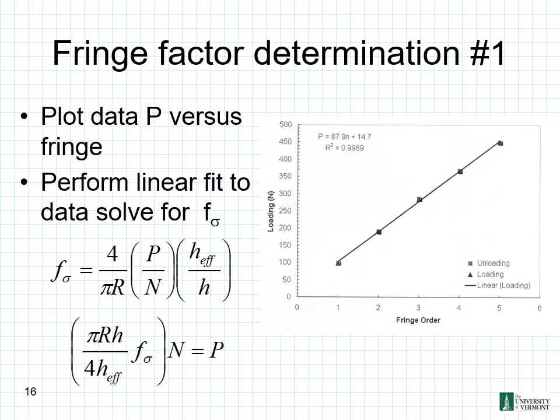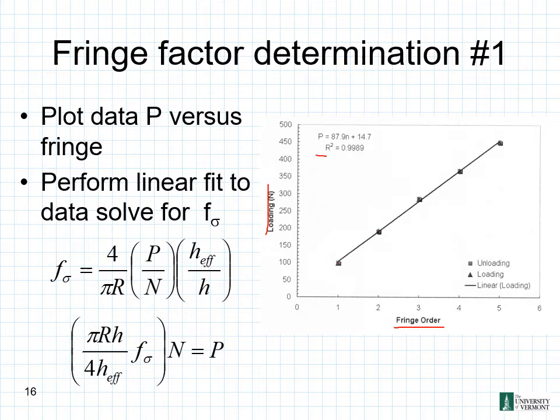So the next thing we're going to want to do is plot our load P versus our fringe and then perform a linear fit to solve for our F sub sigma. So we can see we have our relationships down here relating our F sub sigma and our load. From the previous equations, we can rearrange whether we're solving for F sub sigma or for our load P there. What we can do is when we plot this here, we can see on our x-axis we have our fringe order, on our y-axis we have our loading in newtons over here. And so for each of these, for fringe order 1, we have a value to plug in there. For fringe order 2, we had a value for our load that we can plug in there, 3, 4, and 5, and so forth. And from that, we can do a linear fit to this.